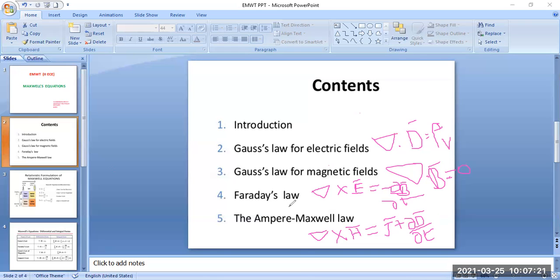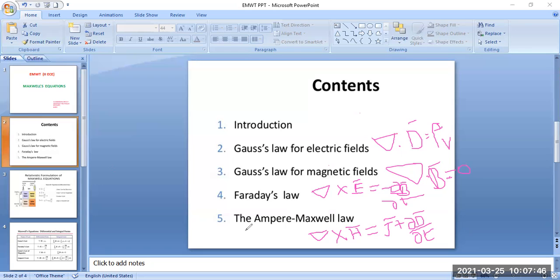And Faraday's law on transformer EMF: del cross E bar is equal to minus dou B bar by dou t. That is nothing but the curl of the electric field intensity is equal to the negative time derivative of the magnetic flux density.